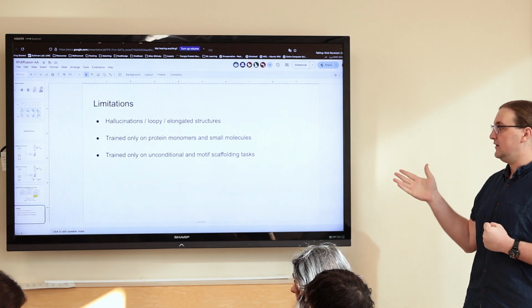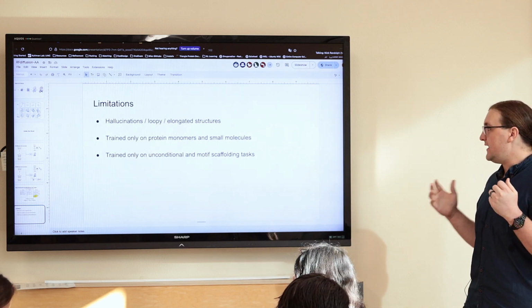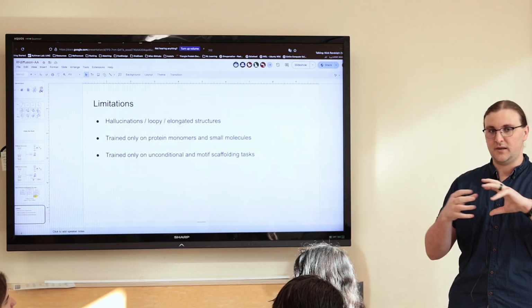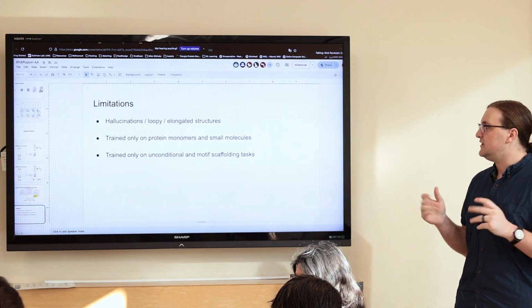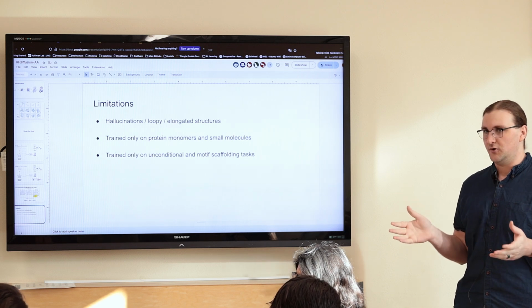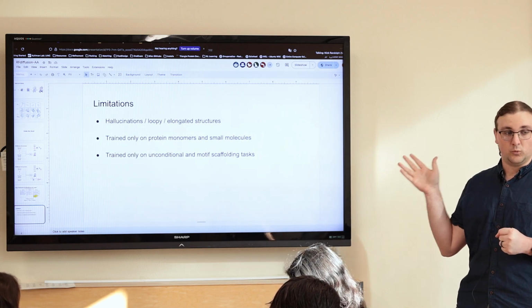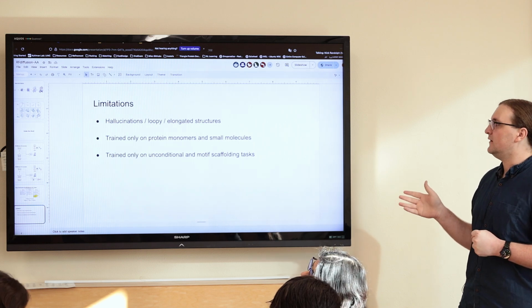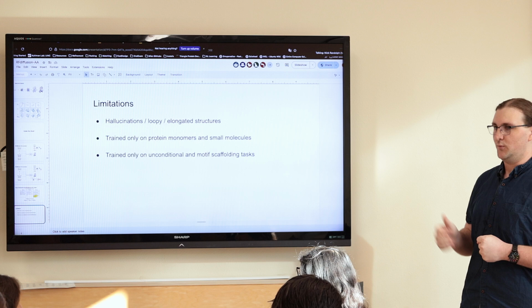It's also only trained on the unconditional task and the motif scaffolding task. So any of these other tasks, the PPI prediction, the fold conditioning, the hotspots, all those are not part of RFdiffusion All Atom currently. So these, I think, are major limitations that really ought to be addressed in the coming years. And I have no doubt that they will be addressed, but this is where we're at currently.